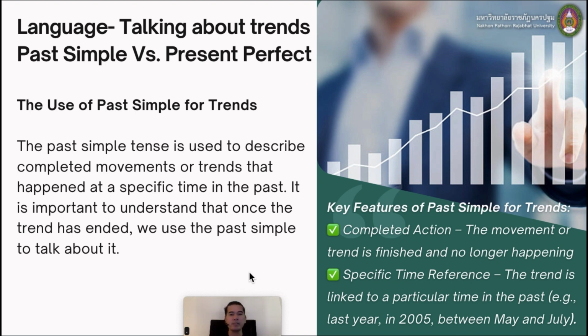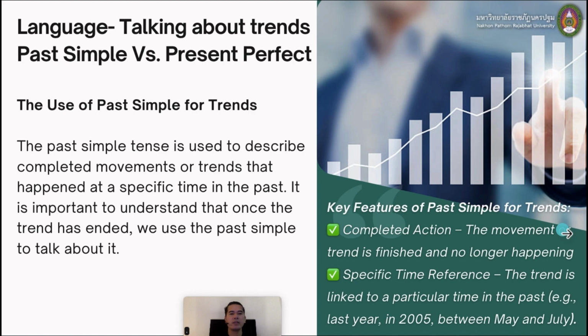The past simple tense is used to describe completed movements or trends that happened at a specific time in the past. The key features of past simple for trends are completed action, so the movement or trend is finished and no longer happening, and specific time reference, the trend is linked to a particular time in the past. Example: last year, in 2005, between May and July, or something like that.